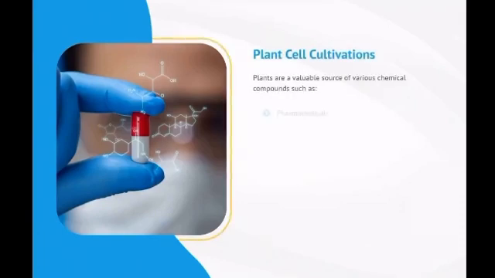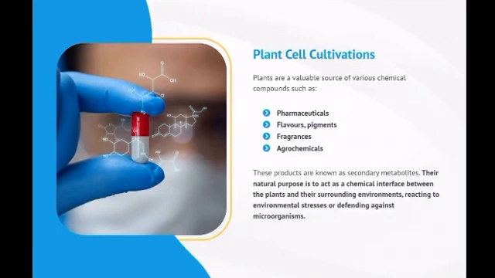Plant cell cultivations. Plants are a valuable source of various chemical compounds such as pharmaceuticals, flavors, pigments, fragrances, agrochemicals. These products are known as secondary metabolites. Their natural purpose is to act as a chemical interface between the plants and their surrounding environments, reacting to environmental stresses or defending against microorganisms.